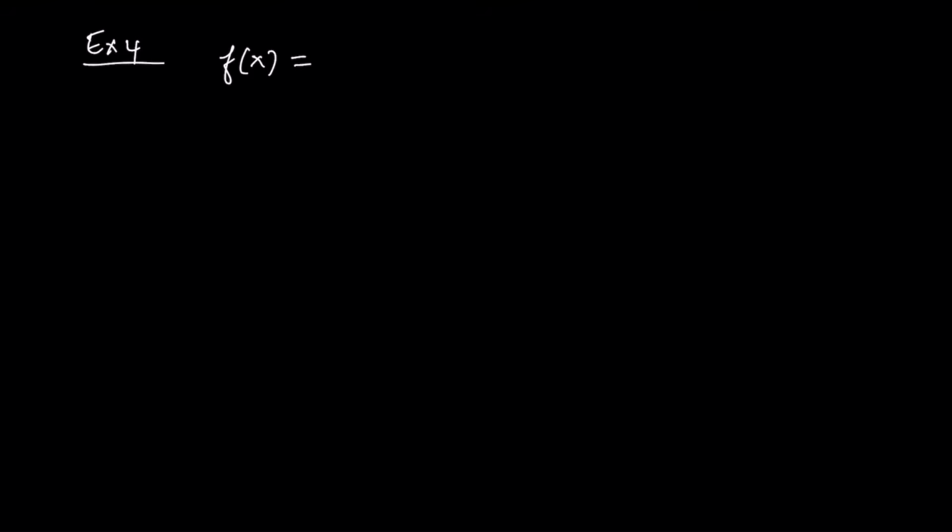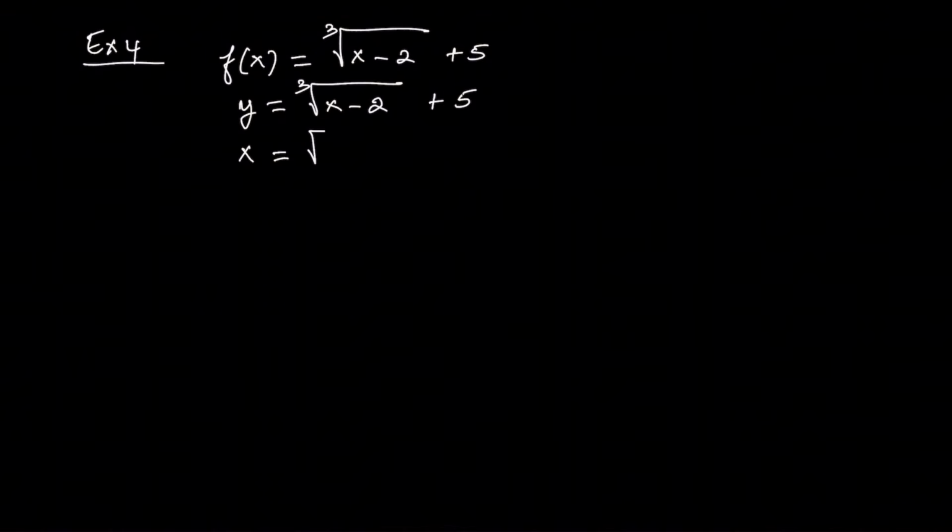Suppose we are given f(x) = the cube root of (x - 2) + 5. We want to find the inverse function. Step 1. Replace f(x) with y. y = the cube root of (x - 2) + 5. Step 2. Switch x and y. Everywhere you see x, replace it with y. Everywhere you see y, replace it with x. So now we have x = the cube root of (y - 2) + 5.